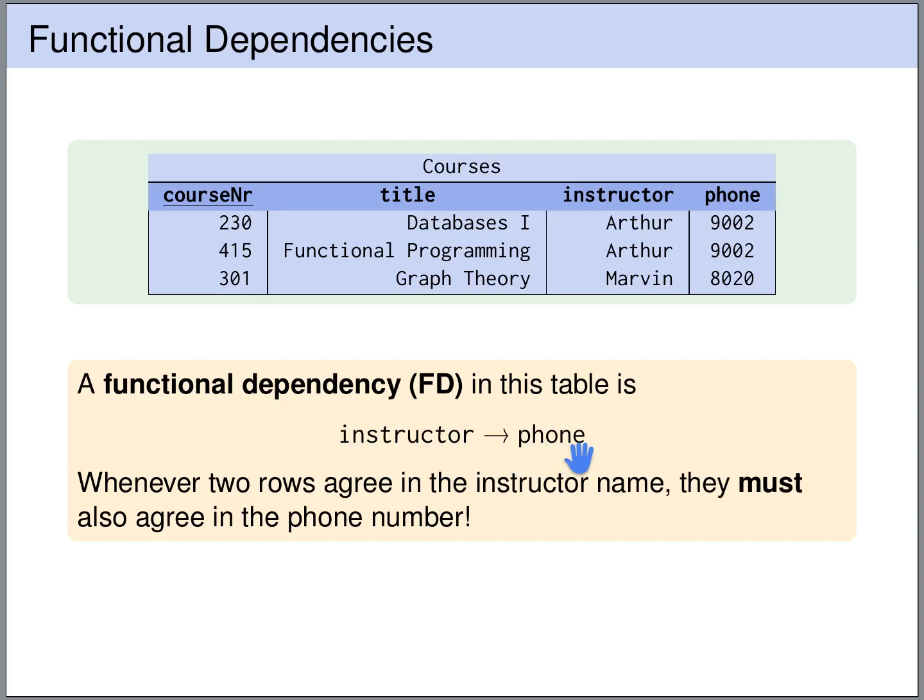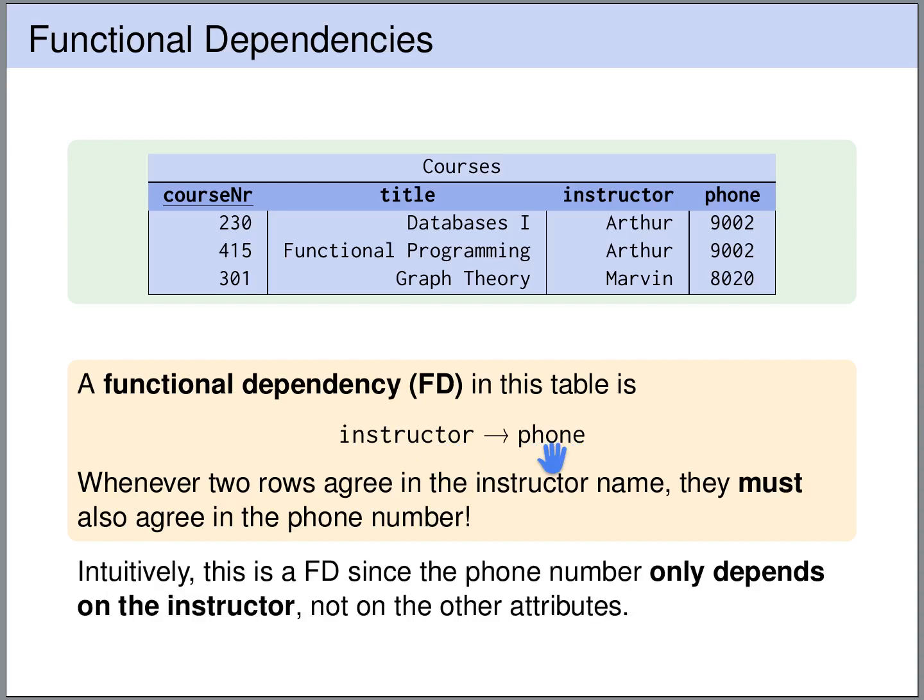Whenever we have two rows in the table that agree on the instructor name, then they must also agree on the phone number. In other words, you could say that the phone only depends on the instructor and not on the other columns in the table.